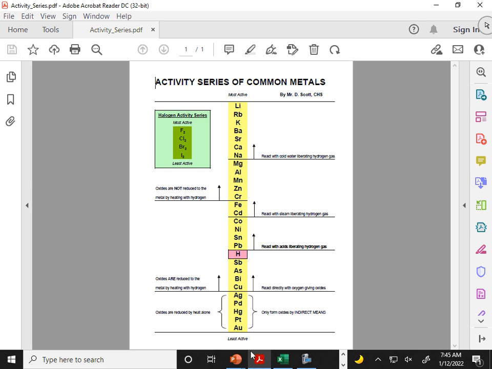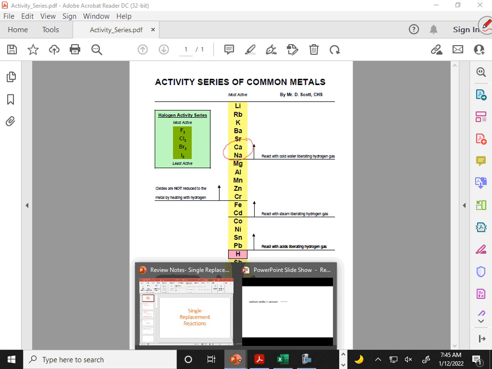So I have to look on my activity series and say, okay, is calcium high enough to replace sodium? Well, I'm looking at those two. Those two are both right here. Is calcium higher than sodium? It's only one higher, but it is higher, right? So calcium is going to replace the sodium.